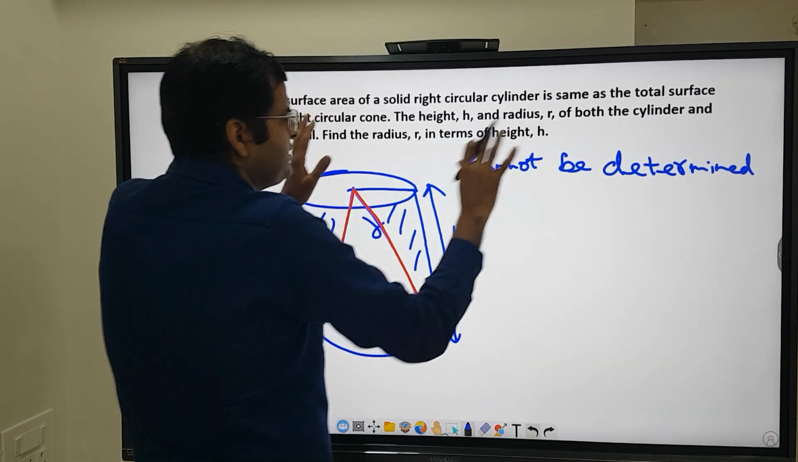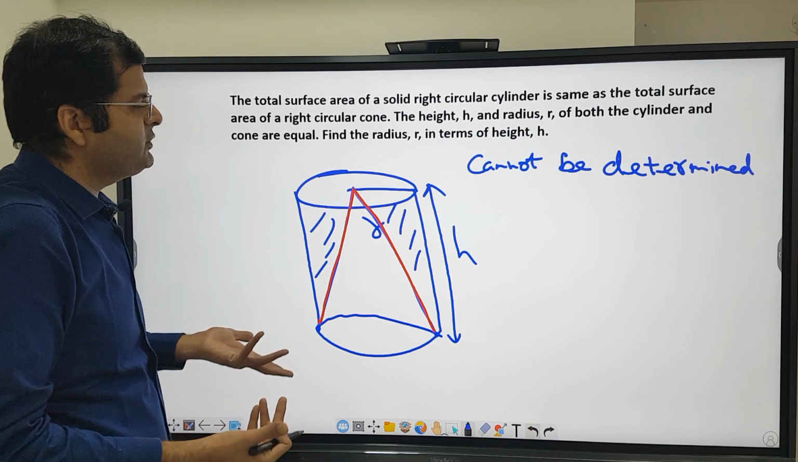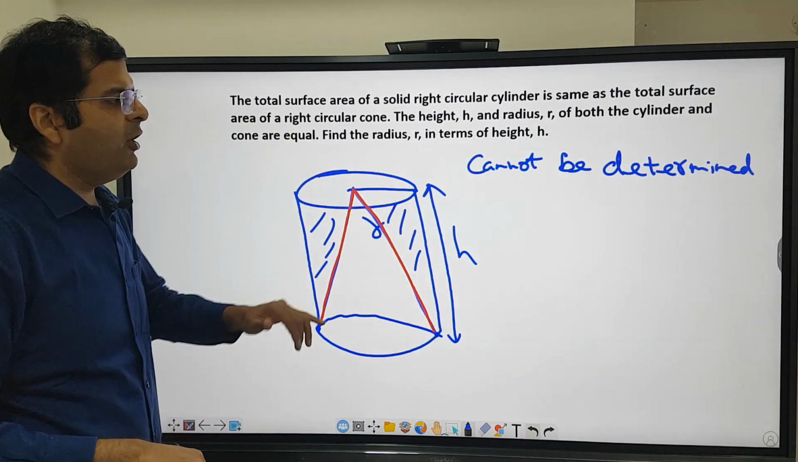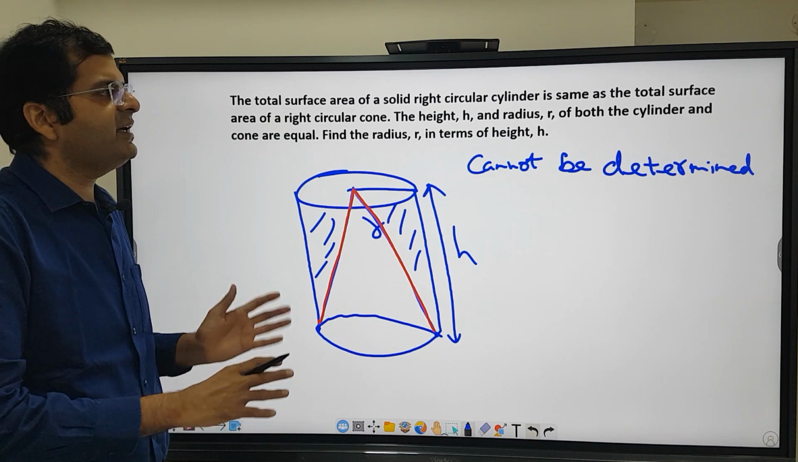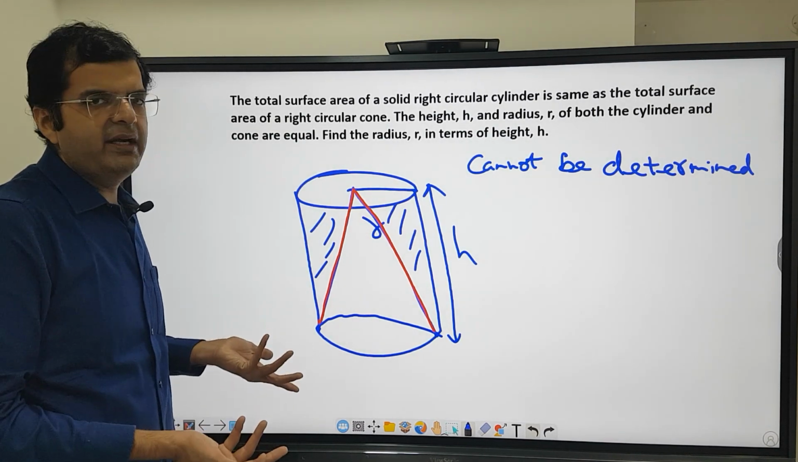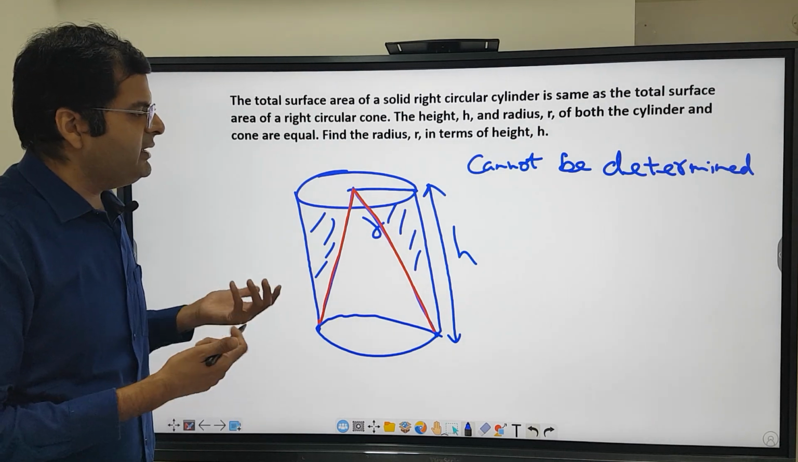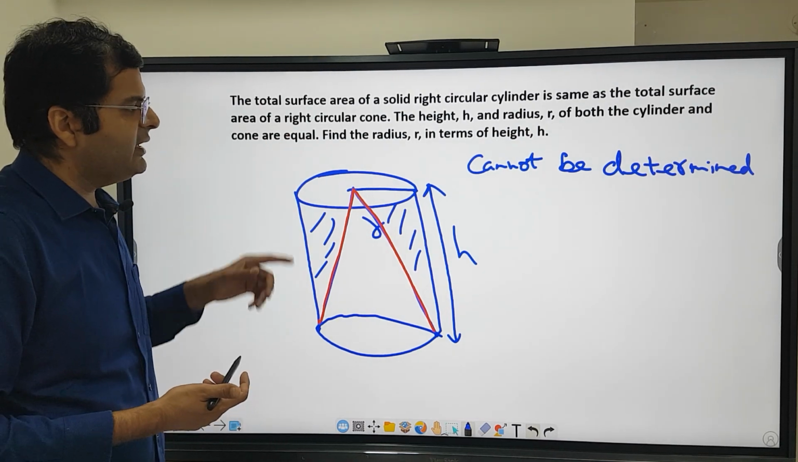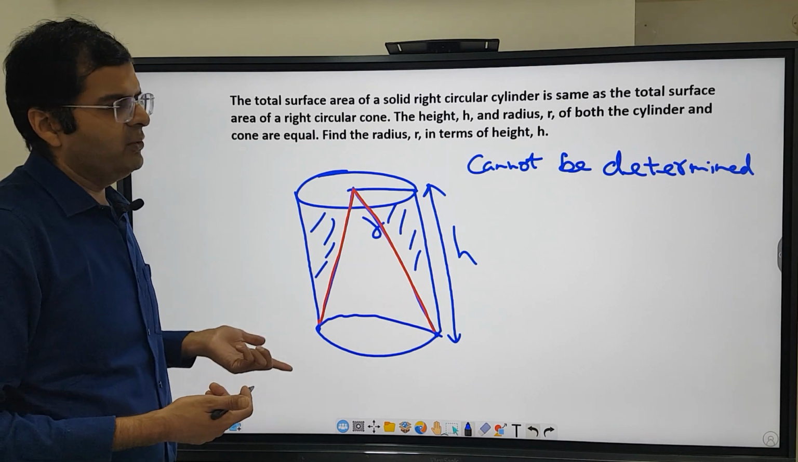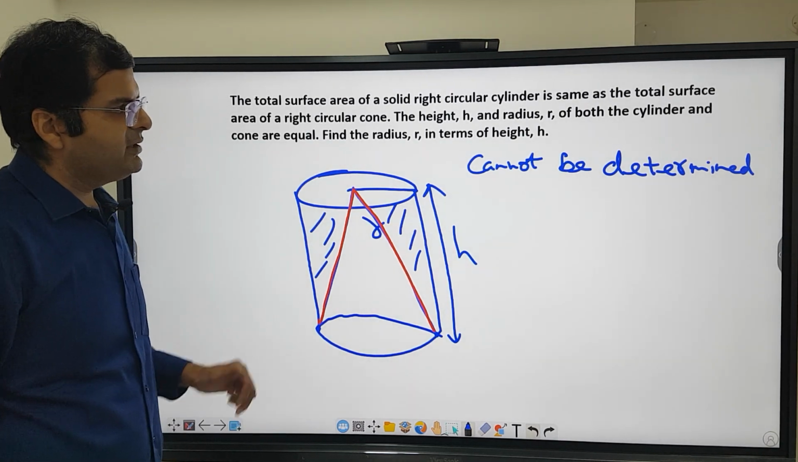Always keep in mind, before jumping in and solving a question, you read the question and think about whether it is even solvable or not. If you could have formed the equation and solved it, you would have got a radius in negative terms. A negative radius, again, you cannot determine. But rather than doing all that work, if you just think logically, you can get this answer in seconds only. Alright, so that is how you solve this question.